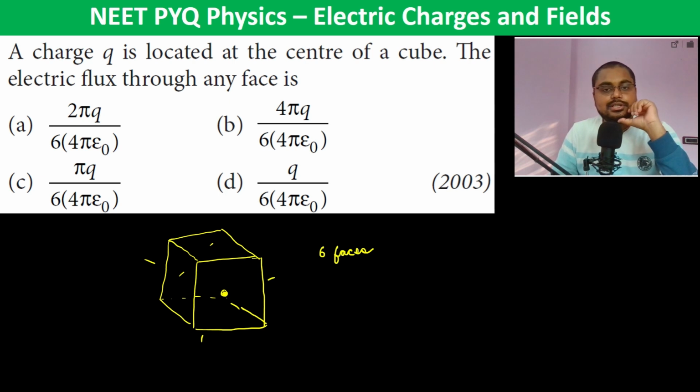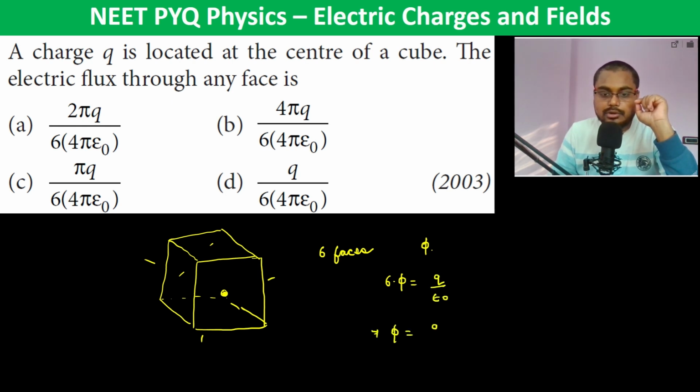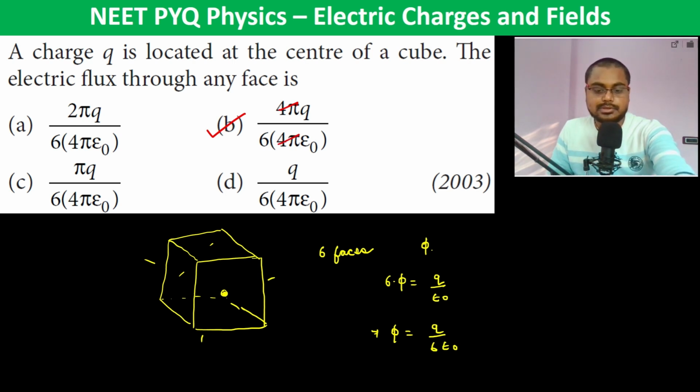So 6 faces are there in total. Since for all the 6 faces it's symmetrical, if we consider the electric flux for one face as phi, then 6 phi is going to be equal to q by epsilon naught. So therefore phi is going to be equal to q by 6 epsilon naught. Okay, so now we can see here that it's going to be b, because 4 pi gets cancelled, so it's going to be q by 6 pi. Thank you.